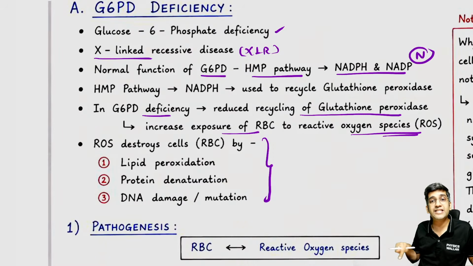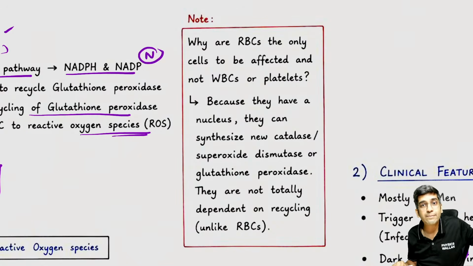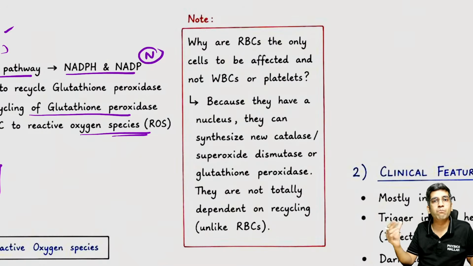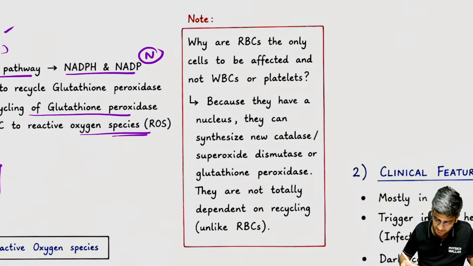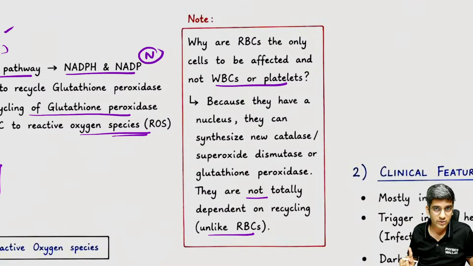So why is RBC alone lysed? WBC and platelets are not being destroyed in G6PD deficiency. A very important reasoning why question. Answer is simple. Because RBCs do not have a nucleus, they are thoroughly dependent on recycling. WBC and platelets have a nucleus and nuclear fragments that I am born with, so I can produce new ones. So they are not totally dependent on recycling, unlike RBCs, other blood cells. That's the reason WBC and platelets are not being affected. A very important reasoning why question, right?